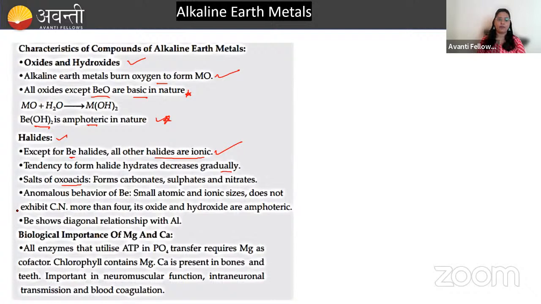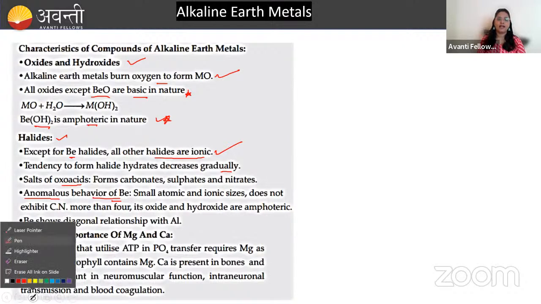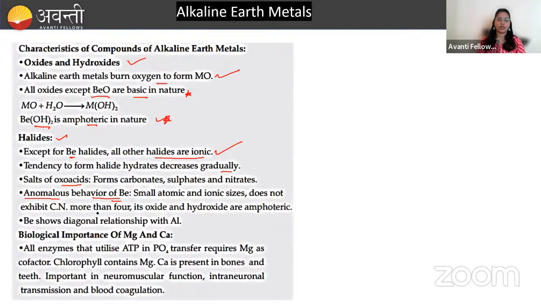The anomalous behavior of beryllium is due to its small atomic and ionic size. It does not exhibit a coordination number of more than 4. Its oxide and hydroxide are amphoteric, not basic. Beryllium oxide is amphoteric, and its hydroxide is again amphoteric. Very, very important, it shows a diagonal relationship with aluminum, which is the next group element.